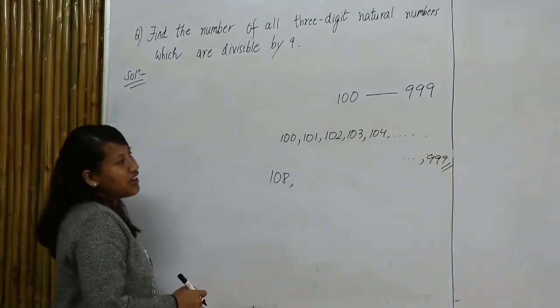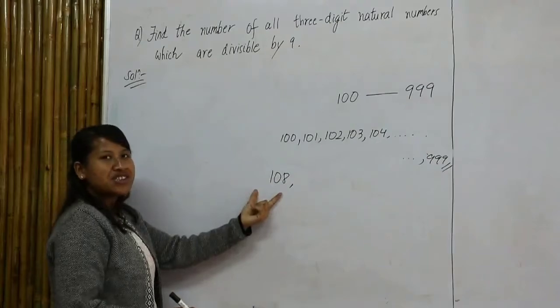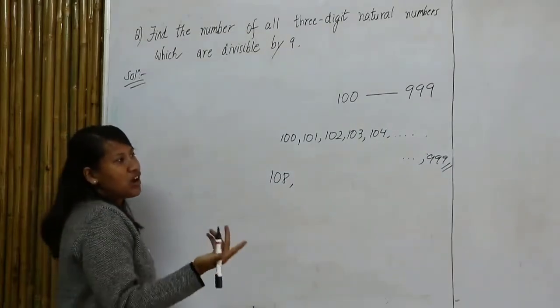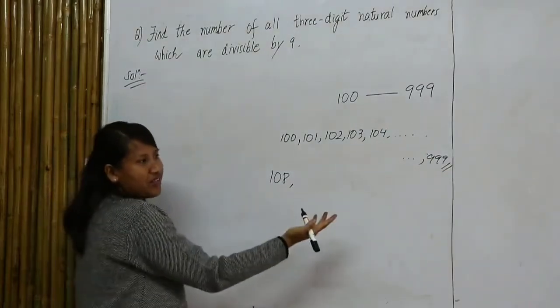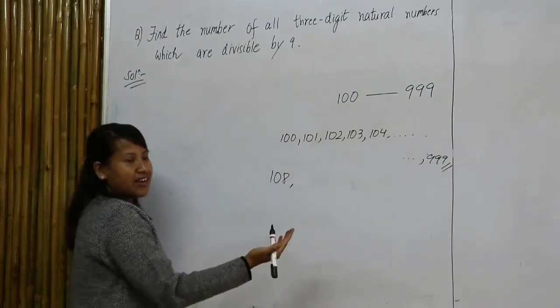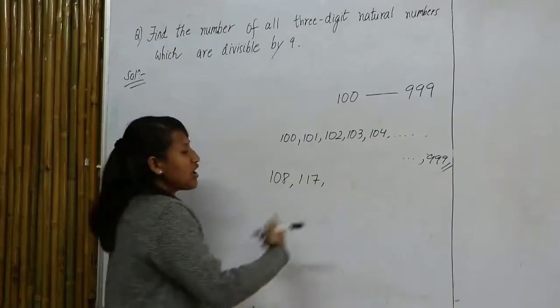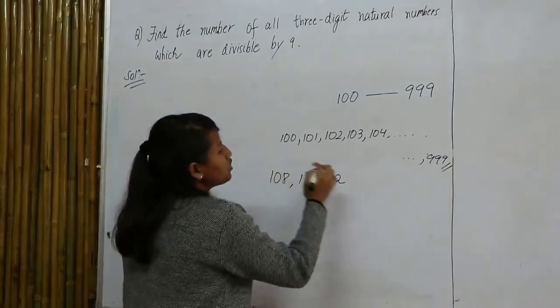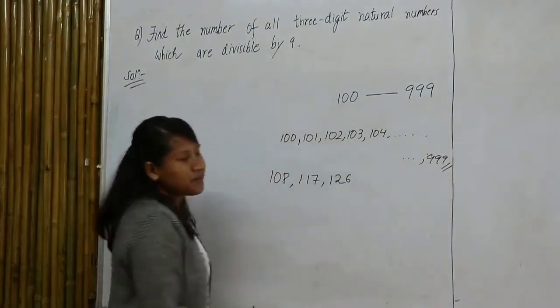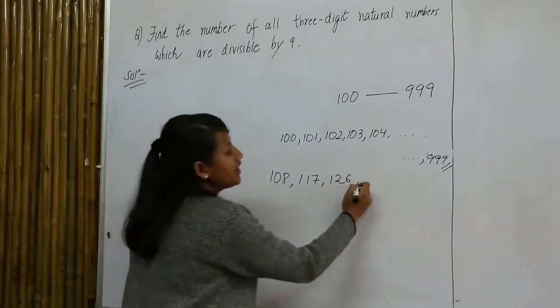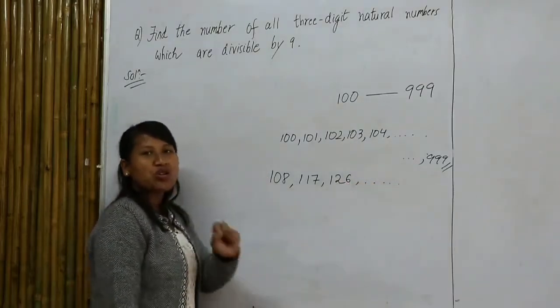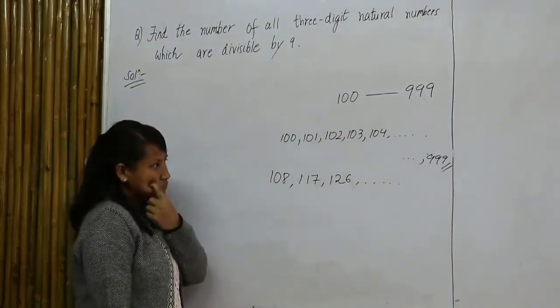Okay, 108. Now, after you find this, it becomes easier. How? No need to find after this. You just add 9. Add 9, you will get 117. Again, you add 9, you will get 126. And then the last one also you have to find out.